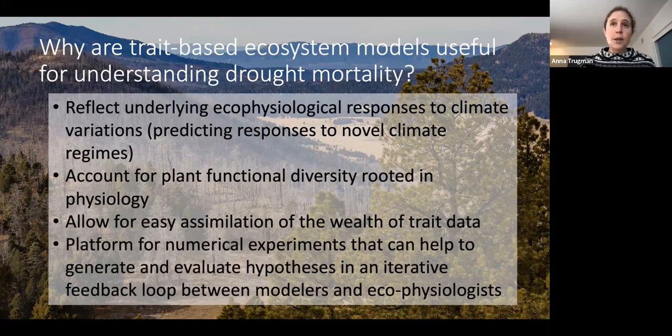And they're a really useful platform for numerical experiments that can help to generate and evaluate hypotheses that we have about the physiology and ecology, and provide this kind of iterative feedback loop between modelers and ecophysiologists that really allow us to get at the underlying mechanisms that are most important for driving forest responses to climate change.